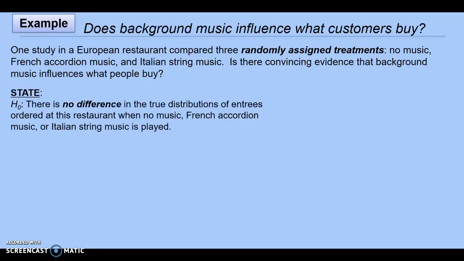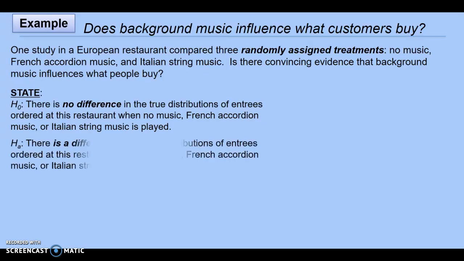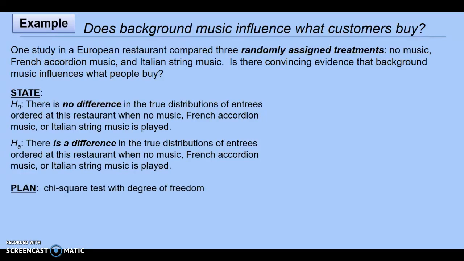So what does the state look like here? Since we are working with a two-way situation, we're talking about the treatments of music and then what people buy. We claim that there is no difference in the distribution of entrees ordered at this restaurant when no music is playing, French accordion music, or Italian style music, which means the alternative is that there is a difference. So they're essentially the same thing, just the alternative is a difference and the null has no difference. Okay, so what we're going to do next is plan.